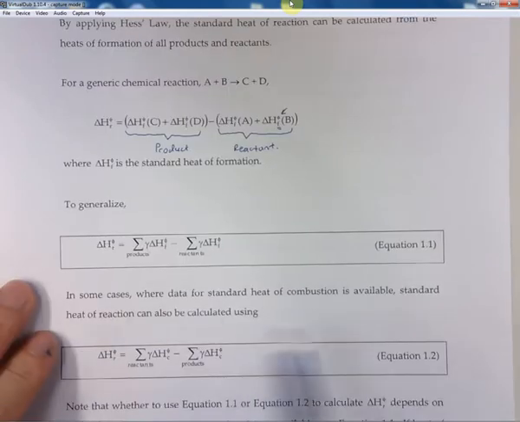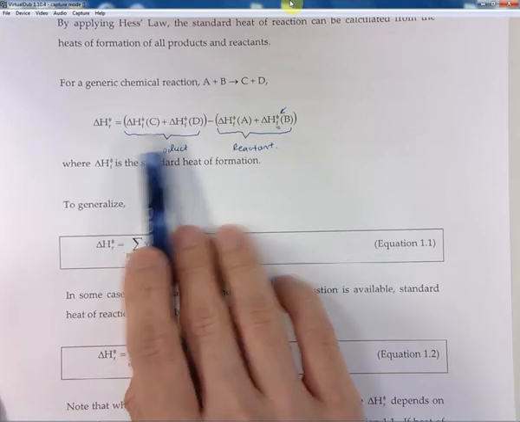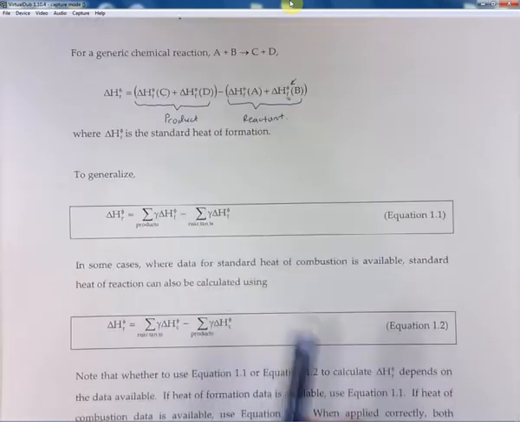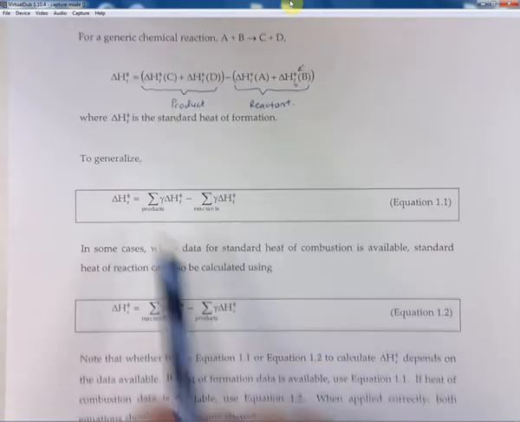So what does all this mean? It means that it's the heat of formation of the products minus the heat of formation of the reactants, and the sum of it. This is the general equation.